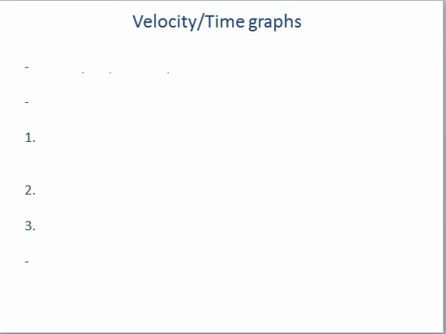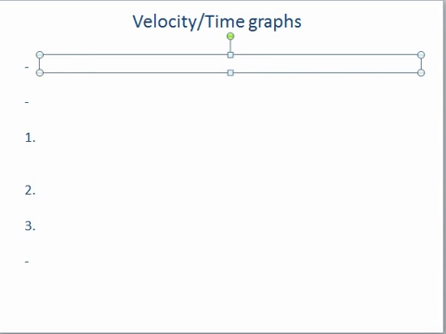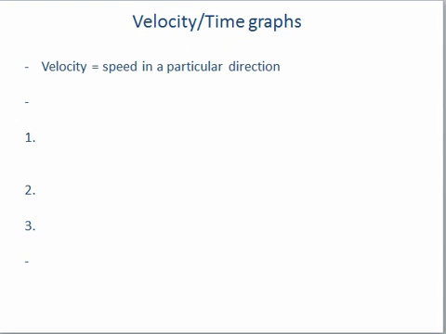So in this video we're going over the AQA GCSE additional physics topic of velocity time graphs. Before we start, it's good to go over what velocity actually means. Velocity is almost identical in its definition to speed, so speed being how far you can travel in a particular amount of time. However, velocity refers to speed in a particular direction.